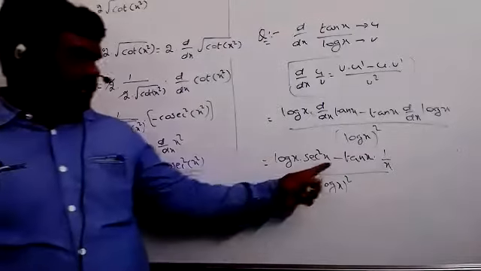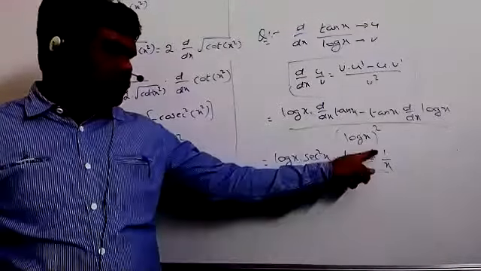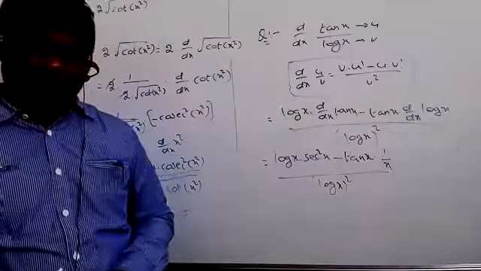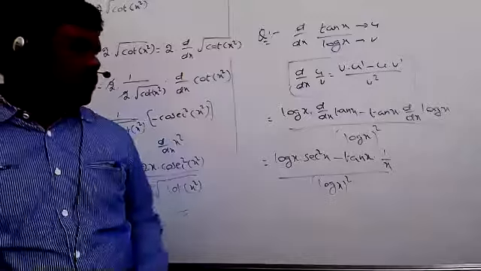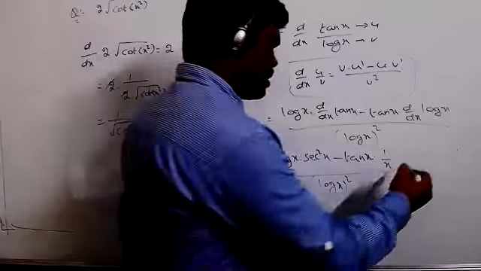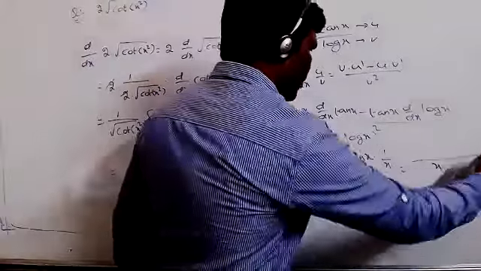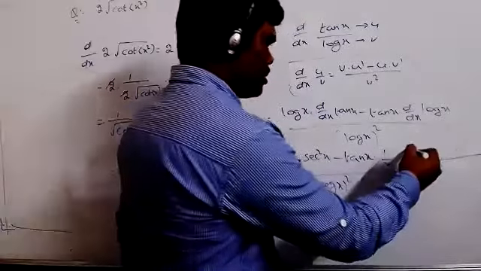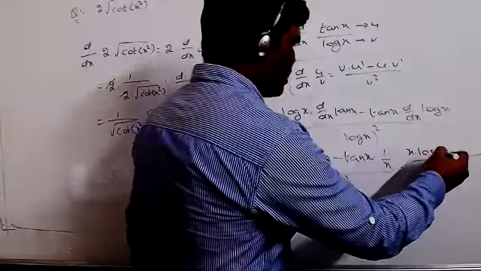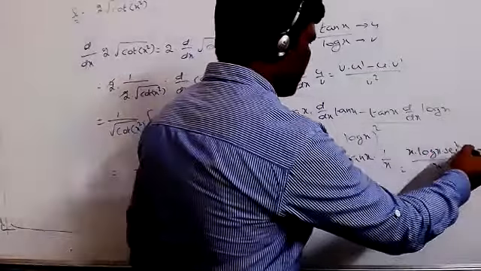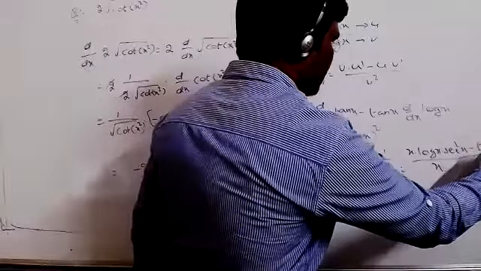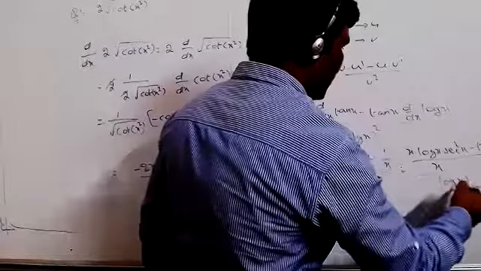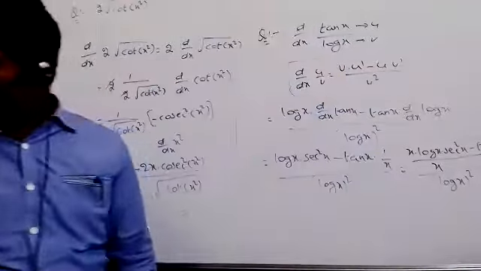But coming to the numerator in the second term, tan x into 1 by x equal to how much? Tan x by x. Take LCM from the numerator. x is the LCM here. So x into log x into secant square x minus tan x, whole by x into log x whole square. Correct now?